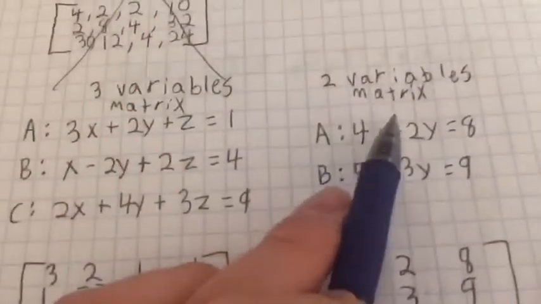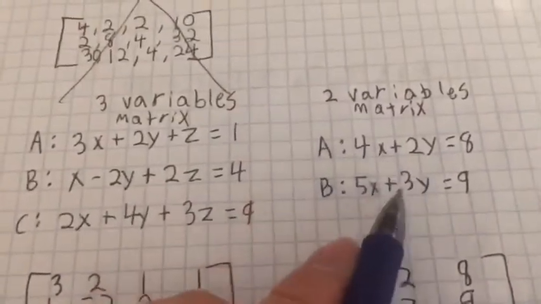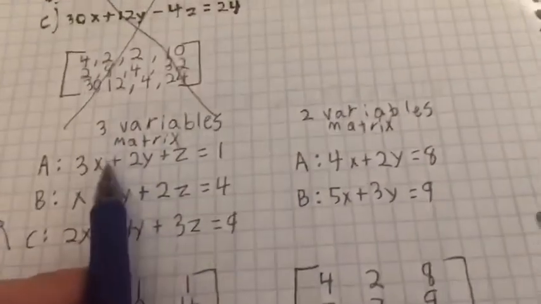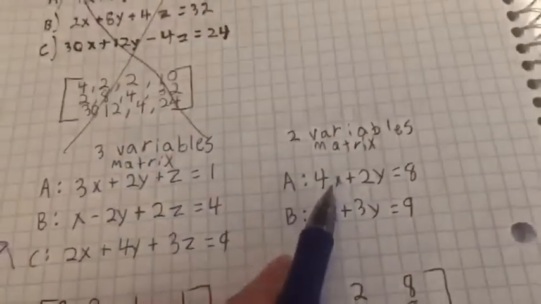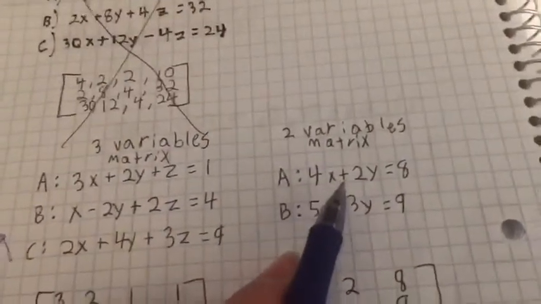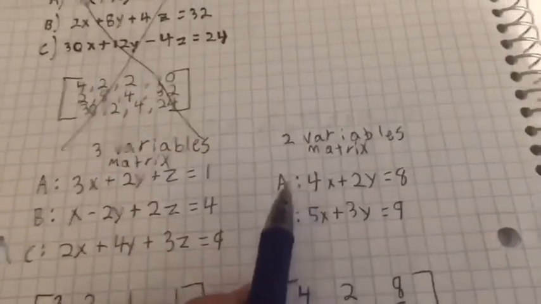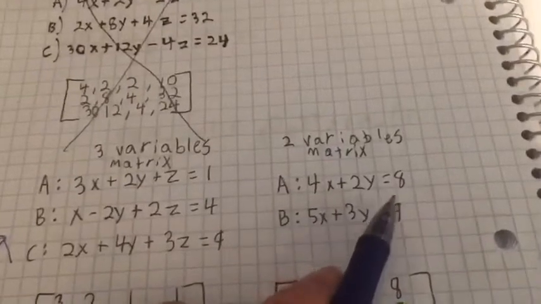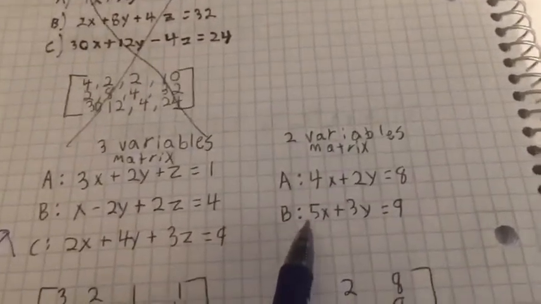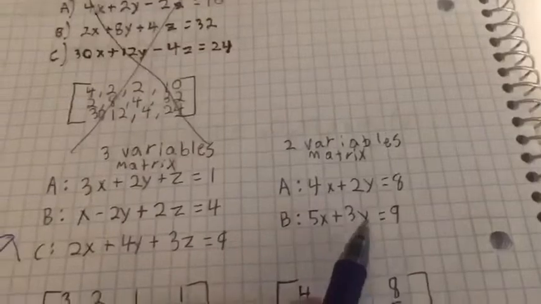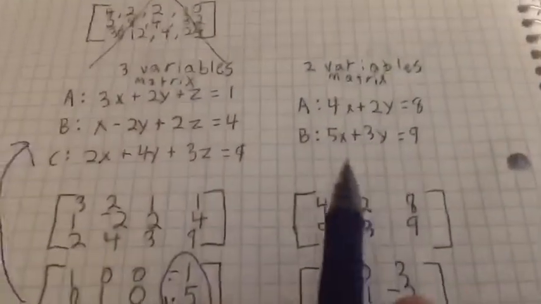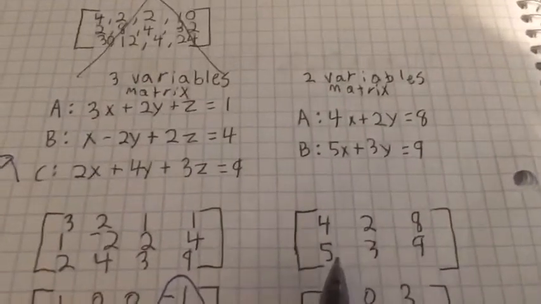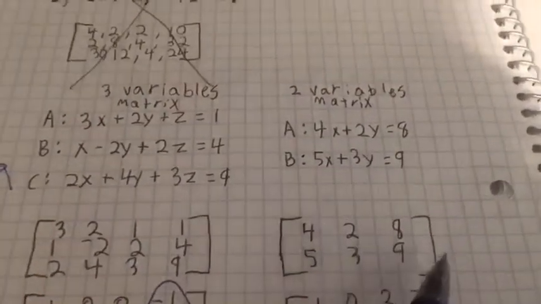Next, for the 2 variables matrix, this one I did 2 equations, and I only did 2 variables because 3 variables has x, y, and z, but 2 variables mainly focuses on the x and the y. So for our first equation, equation A, this is 4x plus 2y equals 8. And then the next one, equation B, is 5x plus 3y equals 9. So for the matrix right here, this one's a smaller one. I've changed the numbers to 4, 2, 8, 5, 3, 9. And then I would put that into the calculator.